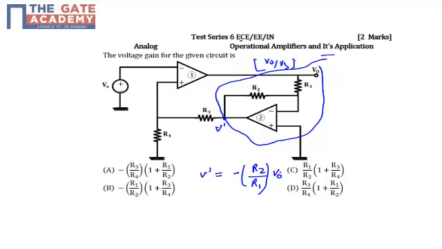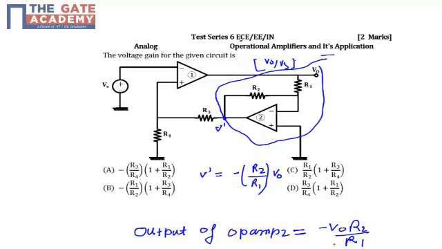It means that the output of the second op amp, the output of op amp 2, is equal to minus V0 times R2 by R1, right? This will be the output of my second op amp.